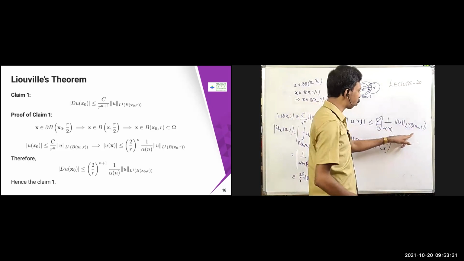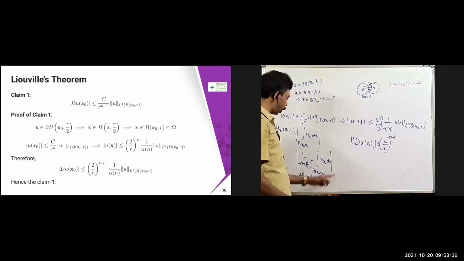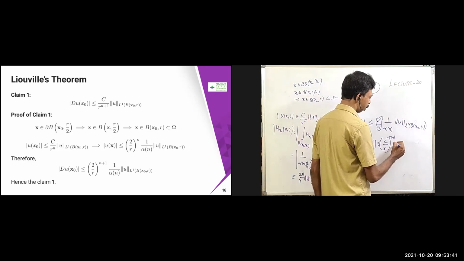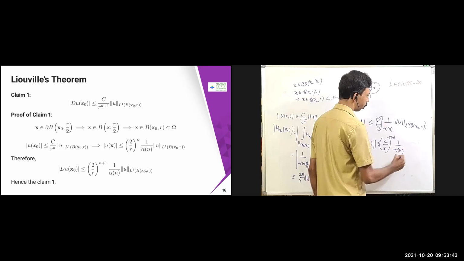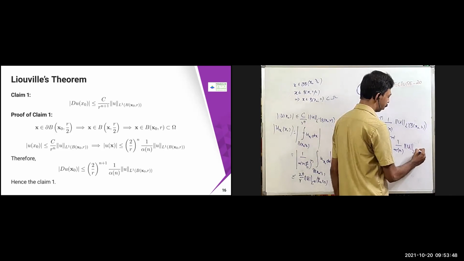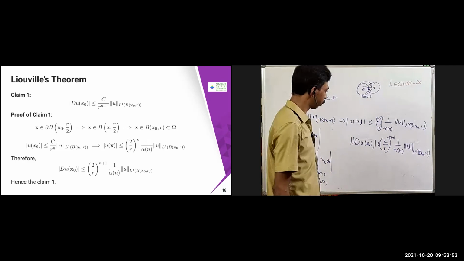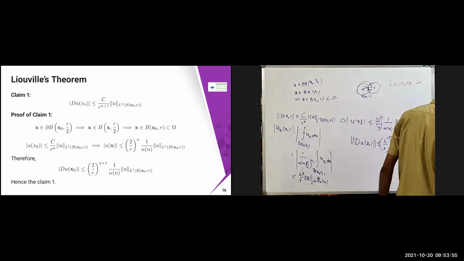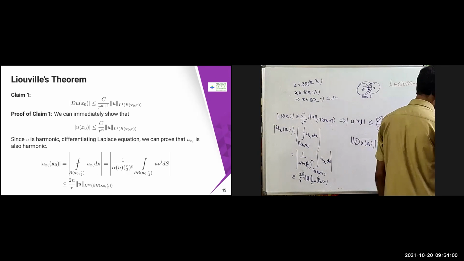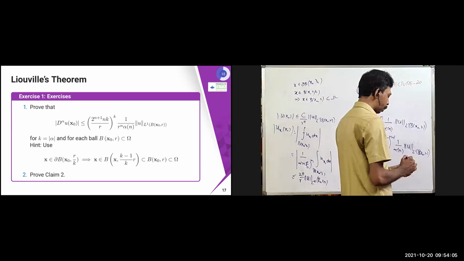So I can write this once again as less than or equal to, and you are going to get 1 by alpha n into the norm of u in L1 of B of x naught comma r. So that is what we needed to claim, some constant. So the claim is done.